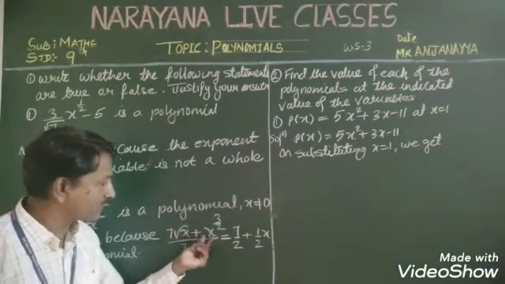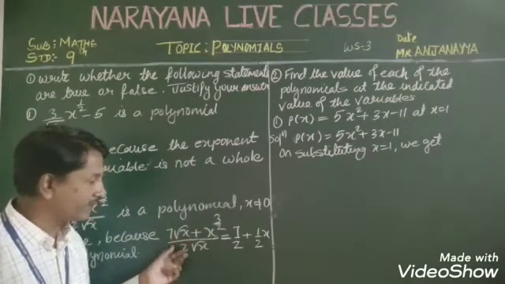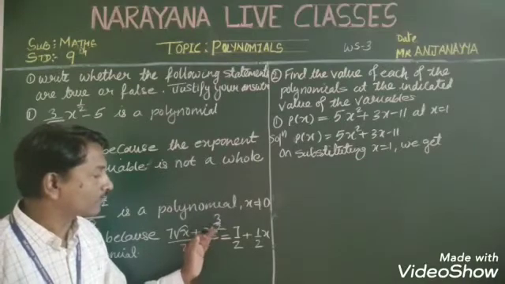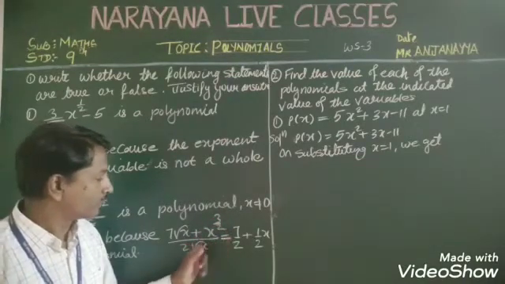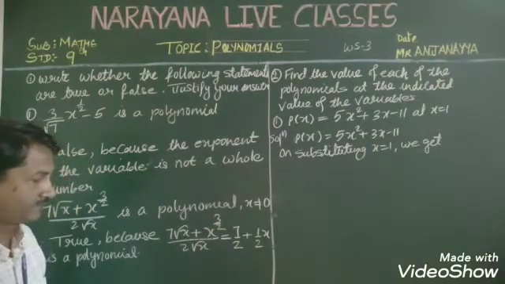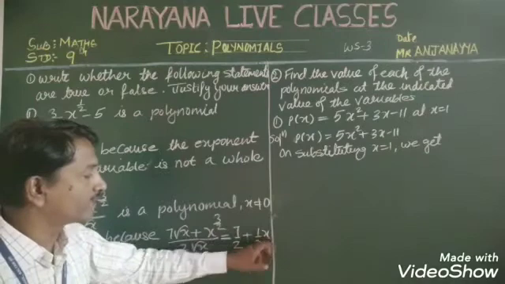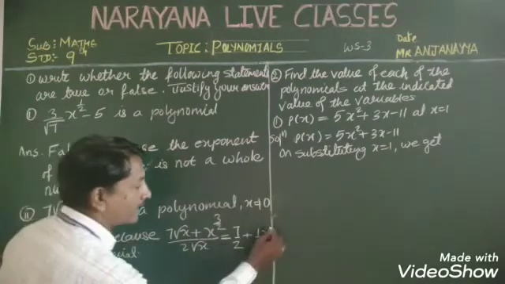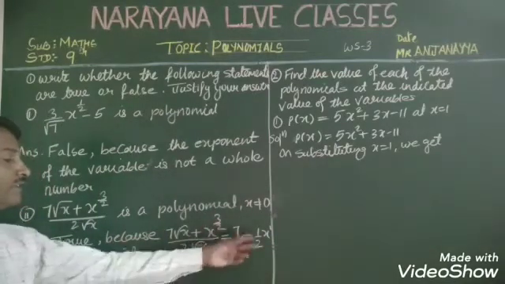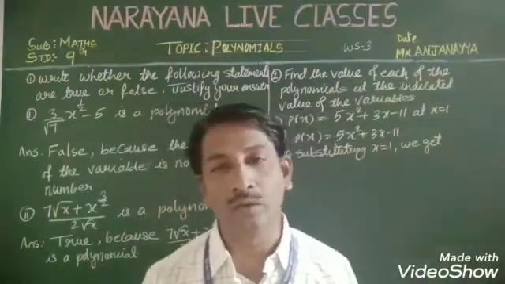This is 7 root x plus x raised to 3 by 2 upon 2 root x. Now this I can write, if I separate the numerators, so root x will get cancelled, and here this is nothing but square root of x the whole cube. So square root of x will get cancelled, and you will get this as x. So you get 7 by 2 plus 1 by 2 x. Now what is the exponent of the variable? It is 1, and 1 is a whole number, so we say it is true because this is a polynomial, because the exponent of the variable is a whole number.